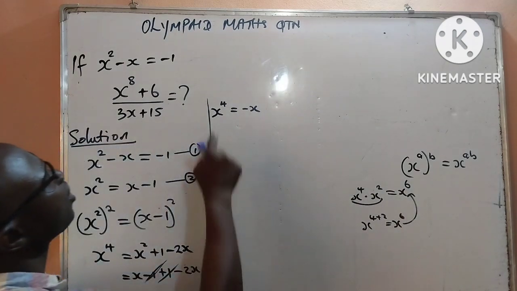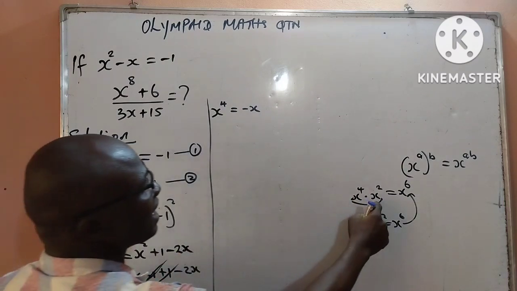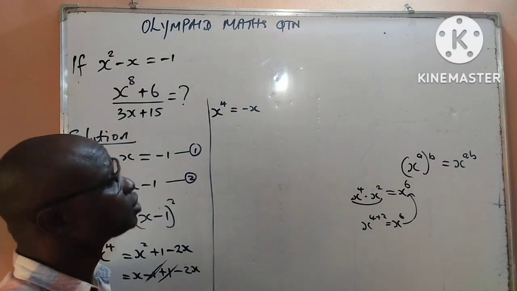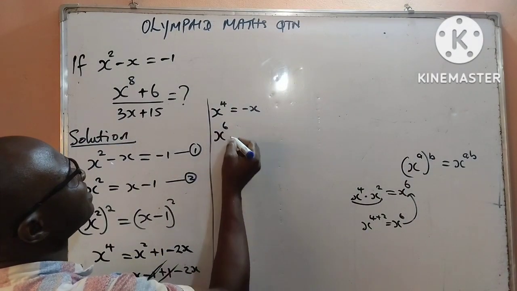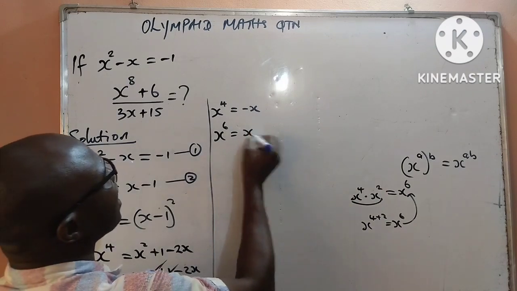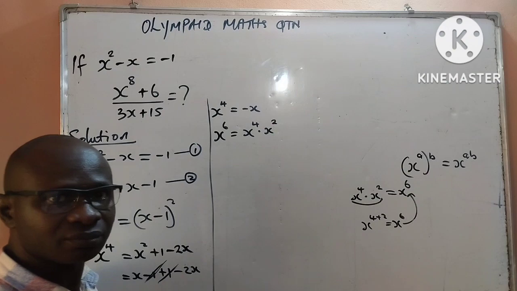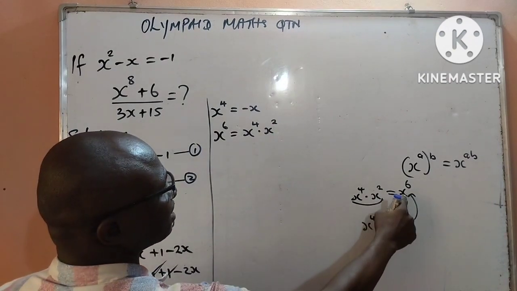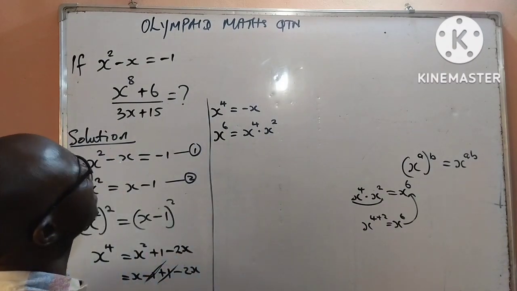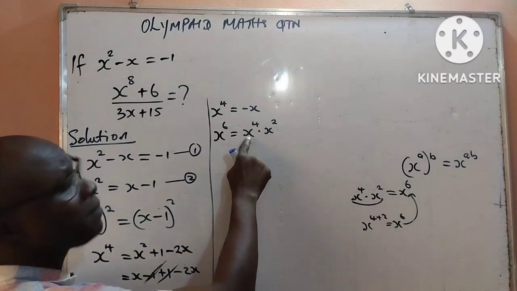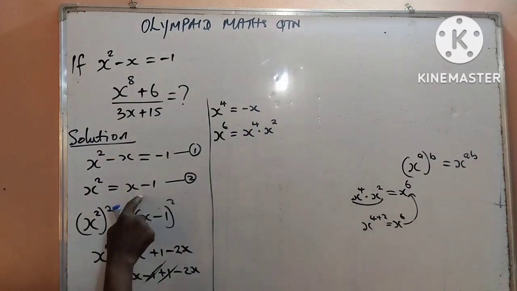So we can therefore multiply x to the power 4 by x to the power 2 to get x to the power 6. So simply put, x to the power 6 now is equal to x to the power 4 multiplied by x to the power 2. And having done that, it gave me here x to the power 6. So these two are equal. Therefore, moving forward, I know my x to the power 4. I know my x to the power 2.